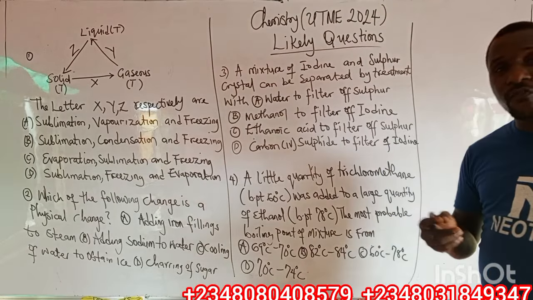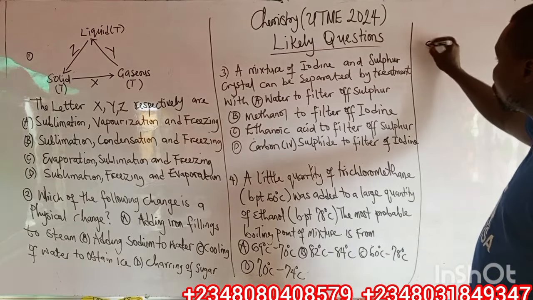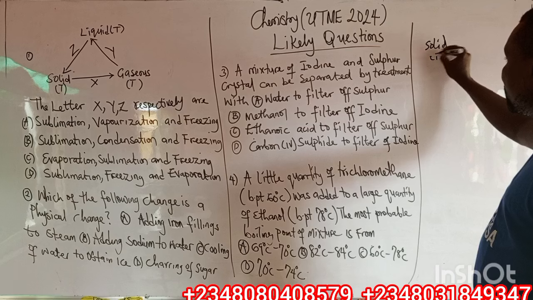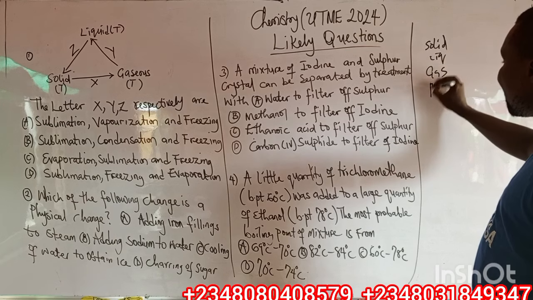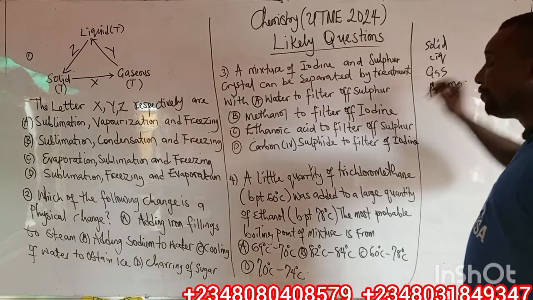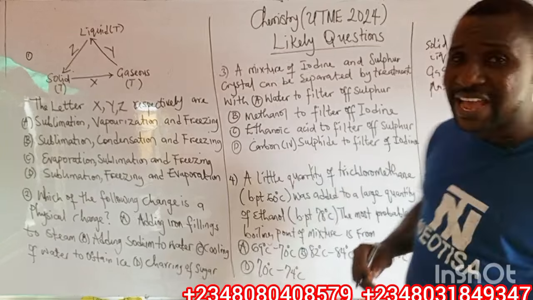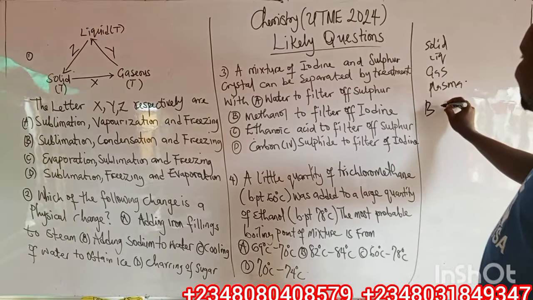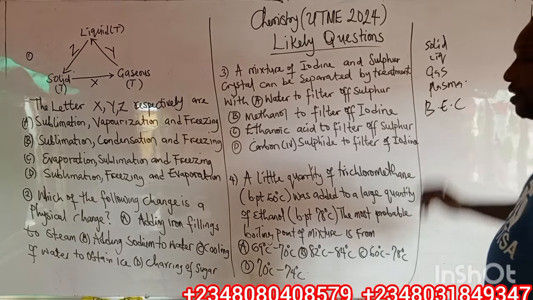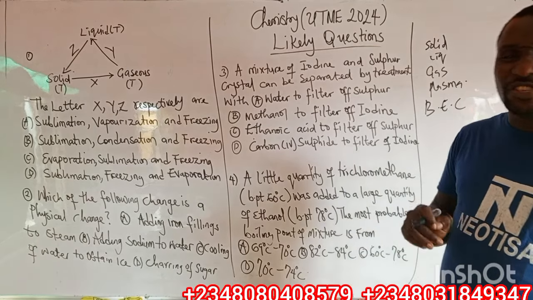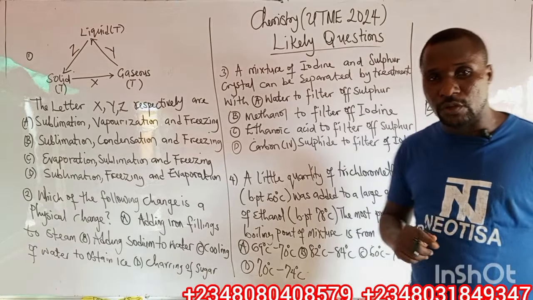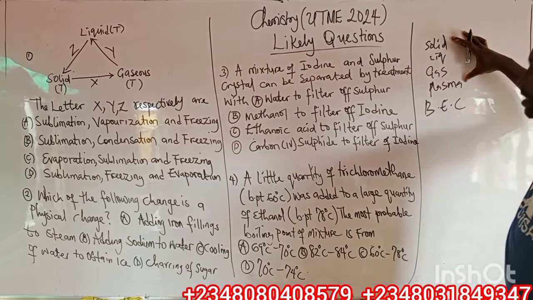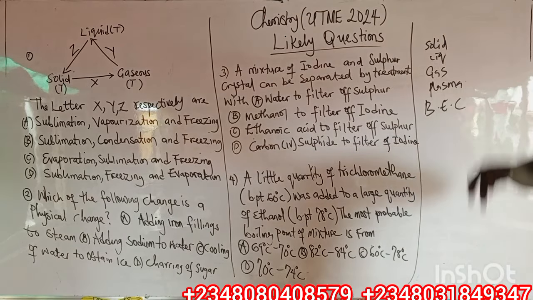Don't forget we have four states of matter, which are what? Solid, liquid, gas, plasma, and there's a fifth one that occurs under extreme conditions. That is the Bose-Einstein condensate. But we are going to look at the interconversion of the first states of matter.